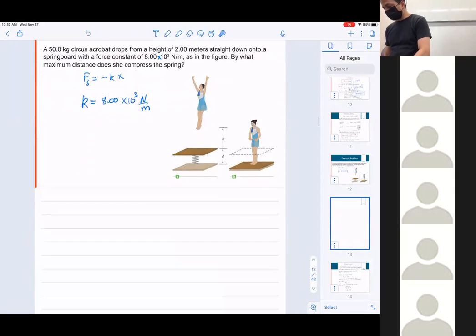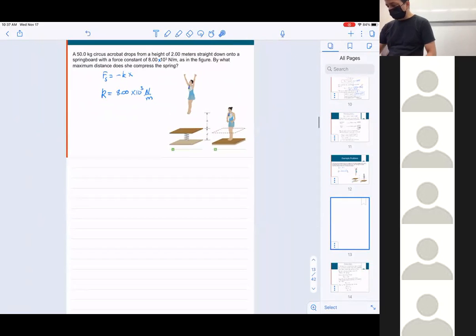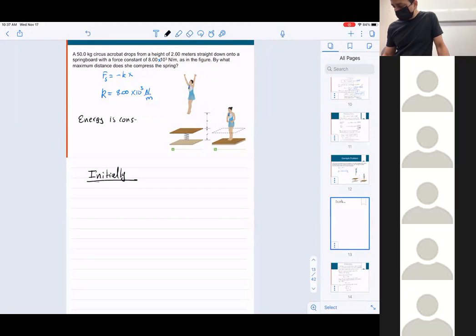So here's what I'm going to do. I'm going to draw a picture of what the situation looks like initially, when she's at the very top. Actually, before that, let me just say that in this problem, energy is conserved, because the only forces at play here are gravity and the spring force. So if I think of the energy of this entire system, energy is conserved here.